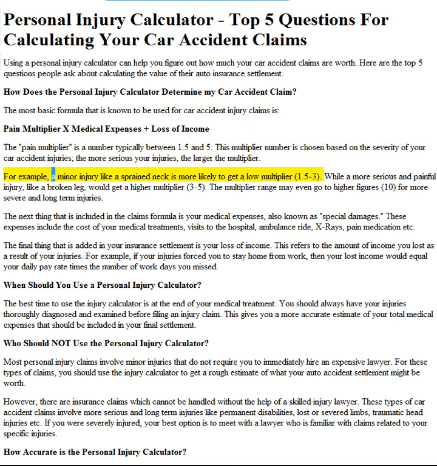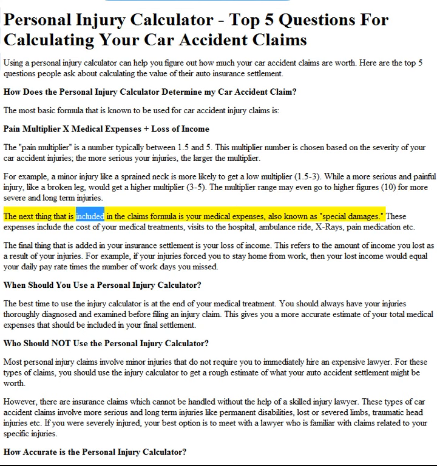The more serious your injuries, the larger the multiplier. For example, a minor injury like a sprained neck is more likely to get a low multiplier, 1.5 to 2, while a more serious and painful injury, like a broken leg, would get a higher multiplier, 3 to 5. The multiplier range may even go to higher figures, 10, for more severe and long-term injuries.